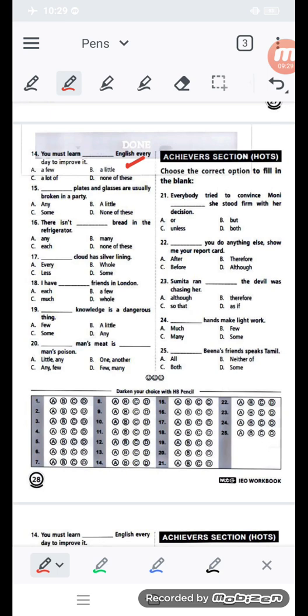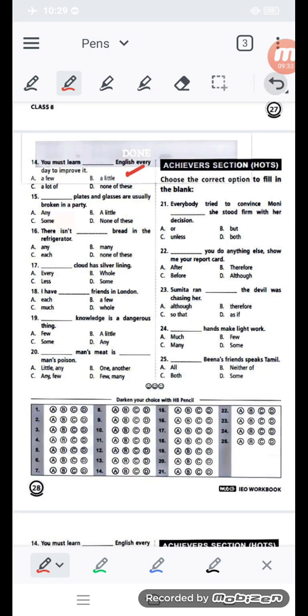15. Some is the correct answer. There isn't dash bread in the refrigerator. I think A number is very close to answer. Any. When negative not is given, sometimes any is also added. For not only, any is added.